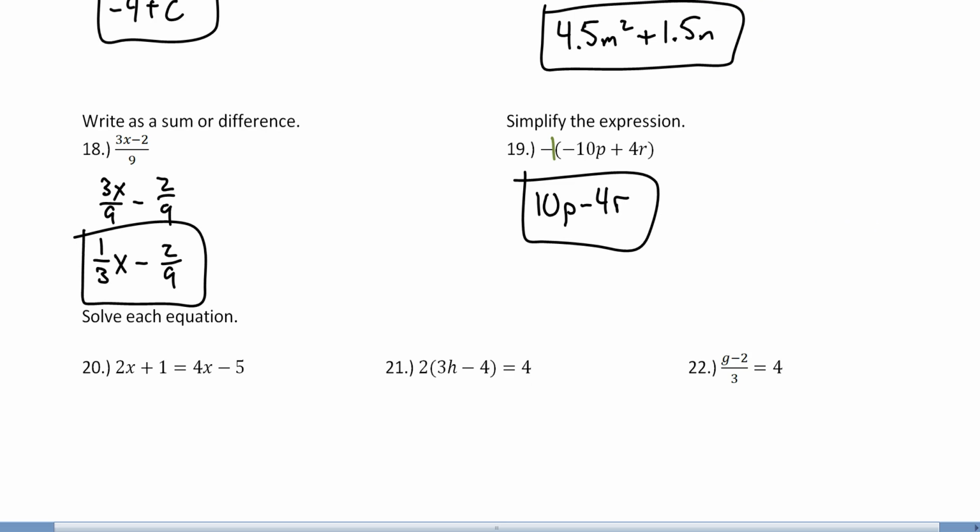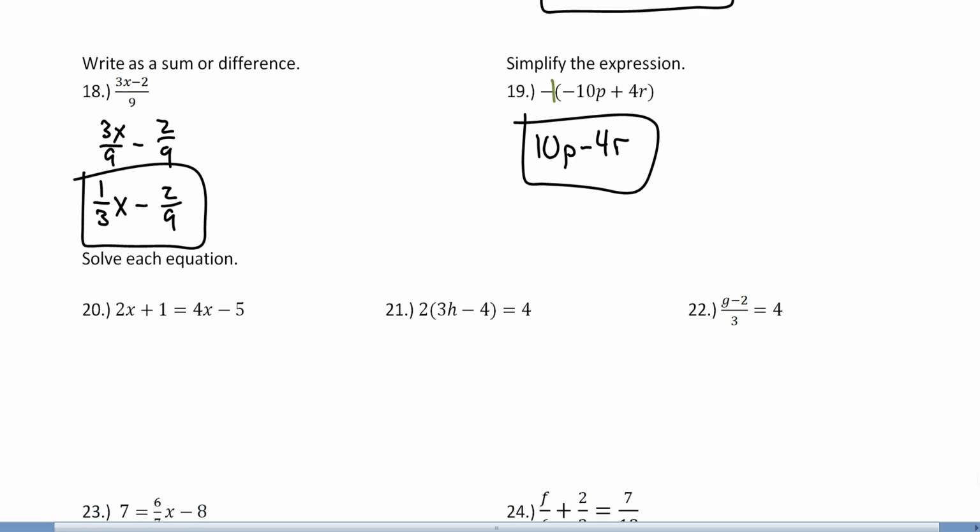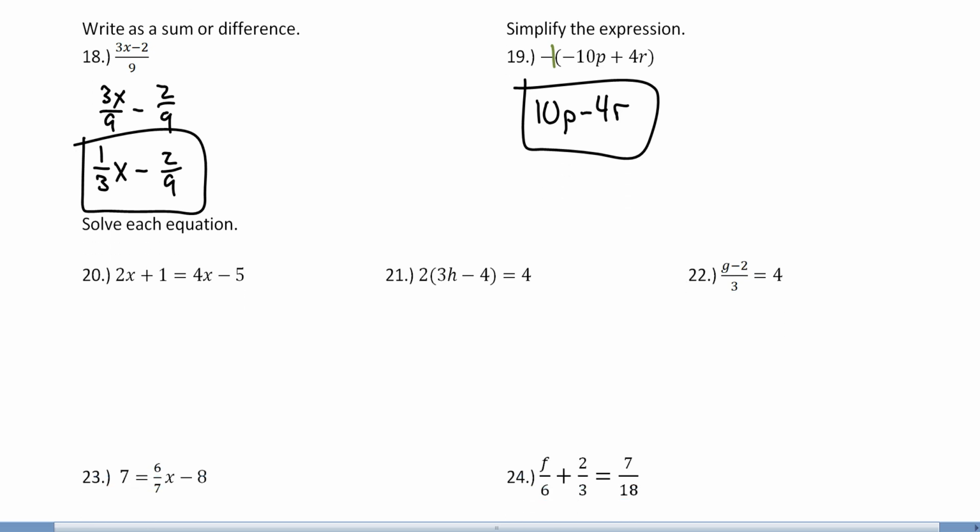So if I look at this first one, the first thing I have to do is get the variables on the same side. So I'm going to subtract, and I always move the smaller of the two variables. So I'm going to subtract the 2x from each side. That gives me a 1 equals 2x minus 5. Now I'm going to get the variable by itself, so now I'm going to add the 5 to each side. And now divide by the 2. And when I do that, I find out that x equals a 3.